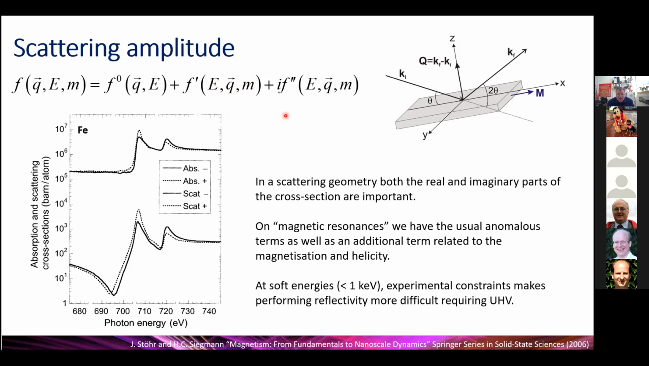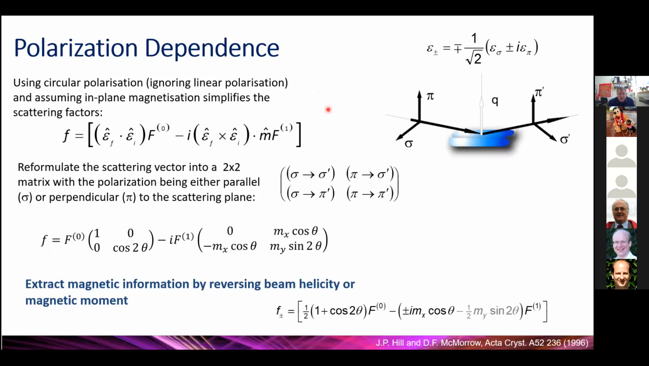And we can formulate this in different ways, but one of the more standard ways to do it is to reformulate it into a 2x2 matrix, which is looking at the polarization dependence and how that polarization dependence couples to the magnetization. So we can consider our X-ray beam to be pi and sigma polarized. We take a circular polarization, which is just a linear sum of the two, and we propagate it through this 2x2 matrix.